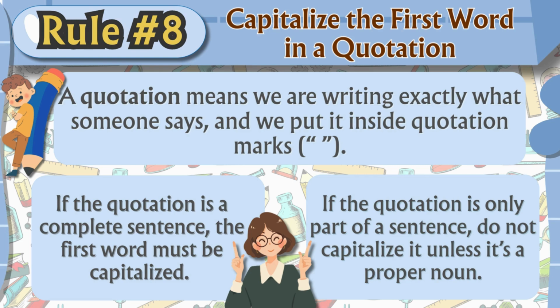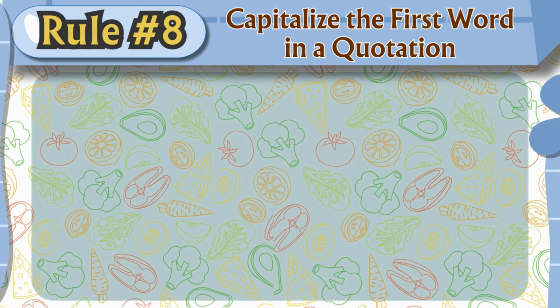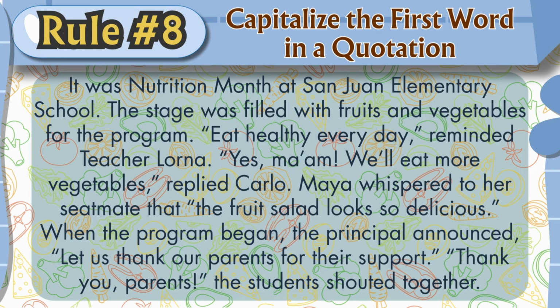Let's read this short story together. While we're reading, pay attention to the words inside the quotation marks. It was Nutrition Month at San Juan Elementary School. The stage was filled with fruits and vegetables for the program. "Eat healthy every day," reminded Teacher Lorna. "Yes, ma'am, we'll eat more vegetables," replied Carlo. Maya whispered to her seatmate that the fruit salad looked so delicious. When the program began, the principal announced, "Let us thank our parents for their support." "Thank you, parents," the students shouted together.